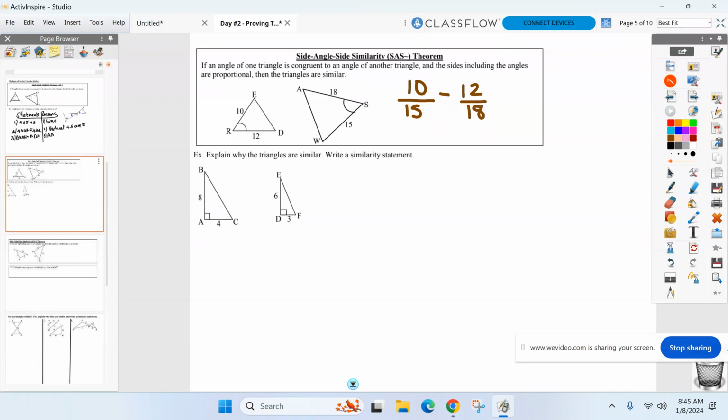Are those in the same ratio? And how do we check? We go to the calculator again. 10 over 15, 12 over 18. Look at those fractions for me. And what do we notice? They're in the same ratio.